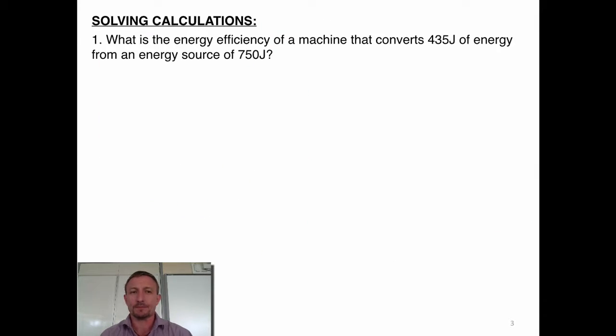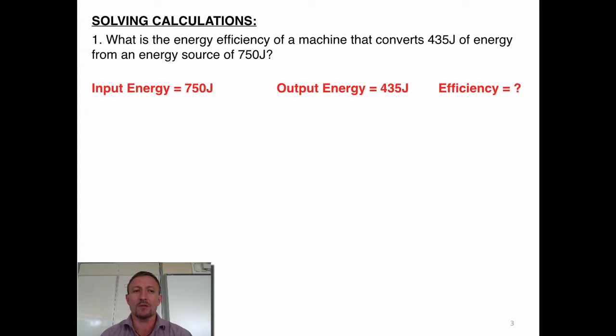So to help us with our calculations, I've put together some examples for us to work through. The first one is just going to be working out what is the efficiency of a machine converting 435 joules of energy from 750 joules. The first thing to do is to write down what you know. We know the input energy, 750 joules, the output energy, 435 joules, and we're going to calculate the efficiency. We're going to use the formula, efficiency equals output energy divided by input energy multiplied by 100.